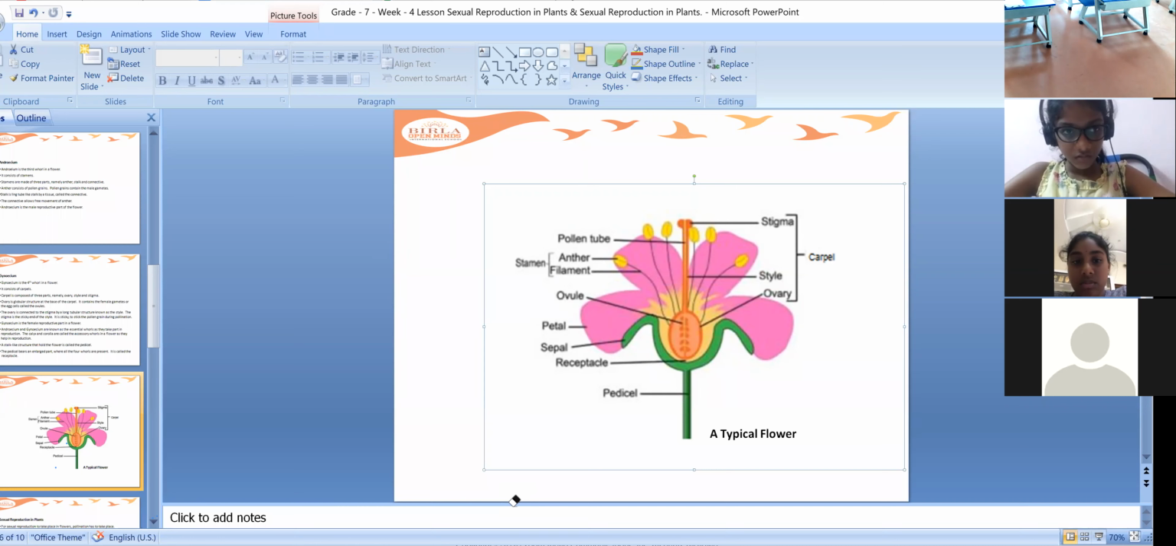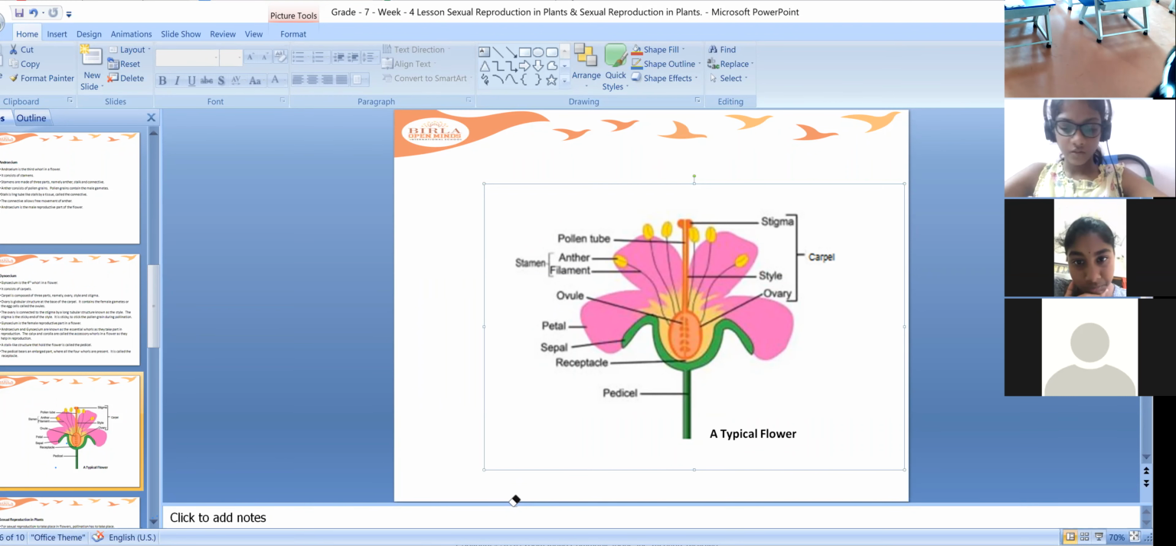Understood? Yes, ma'am. Like you have legs. Why do you have legs? What is the function of your legs? To walk. With the help of legs. So even this pedicel gives support to the flower. Without pedicel, how can a flower be?